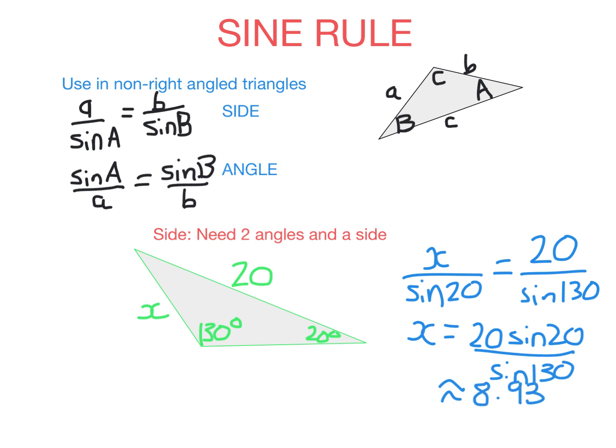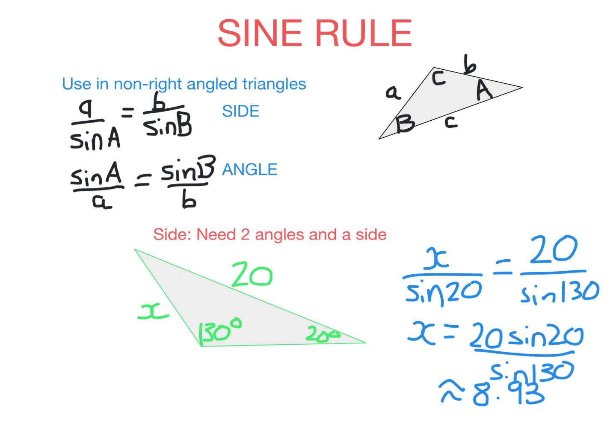So we should always check the answer. There's no way we could have known at the start that our answer would be about 8.93. But because this side is opposite a smaller angle than this side, it must be a shorter side. This side had to be less than 20. Because we did get an answer less than 20, we know we've done something right.